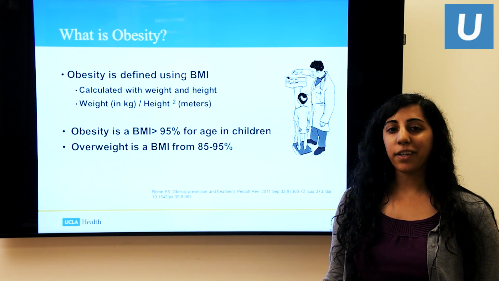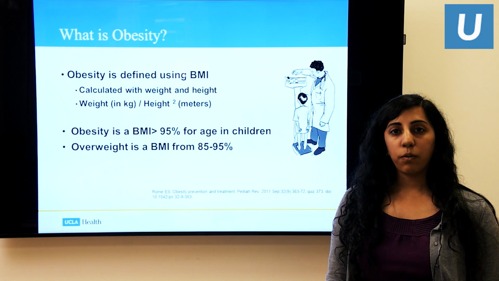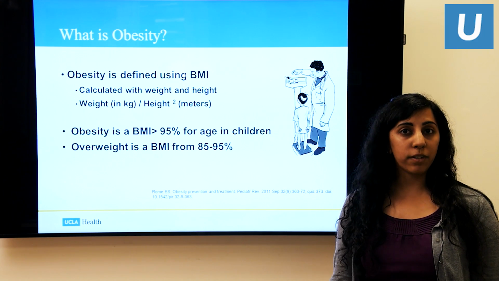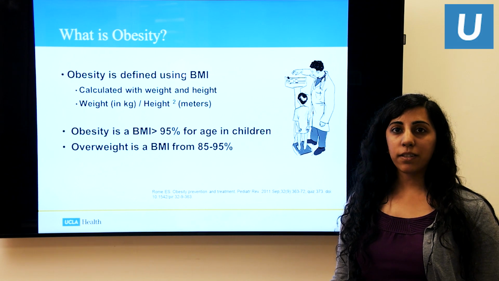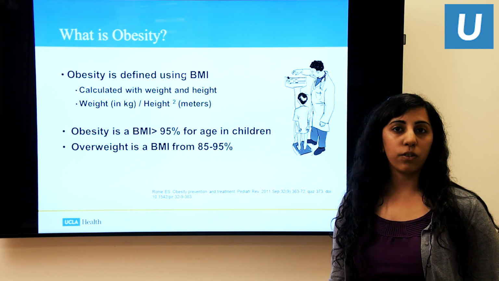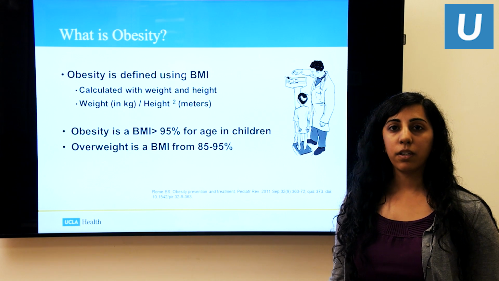So we use a formula to calculate it, and then we take that number and plot it on a curve. And so obesity in children is actually defined by percentiles. It's a little bit different than obesity in adults where we can use absolute numbers. So obesity is a BMI greater than 95% for age in children. And overweight is defined as a BMI from the 85th to 95th percentile.